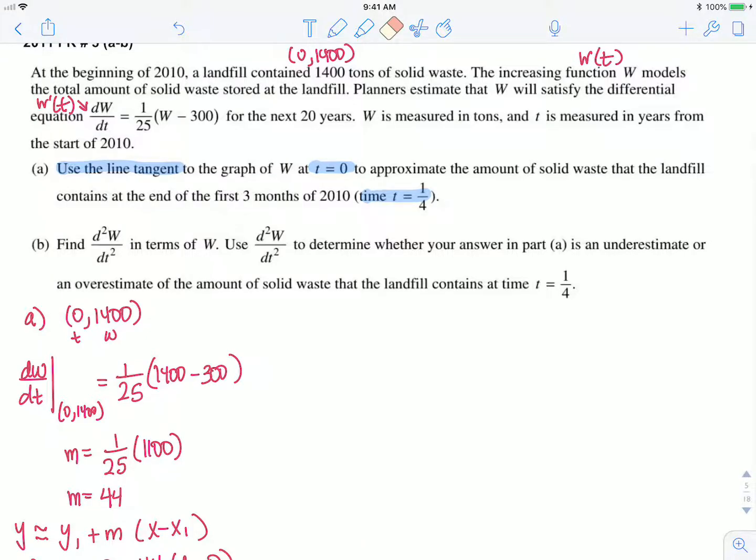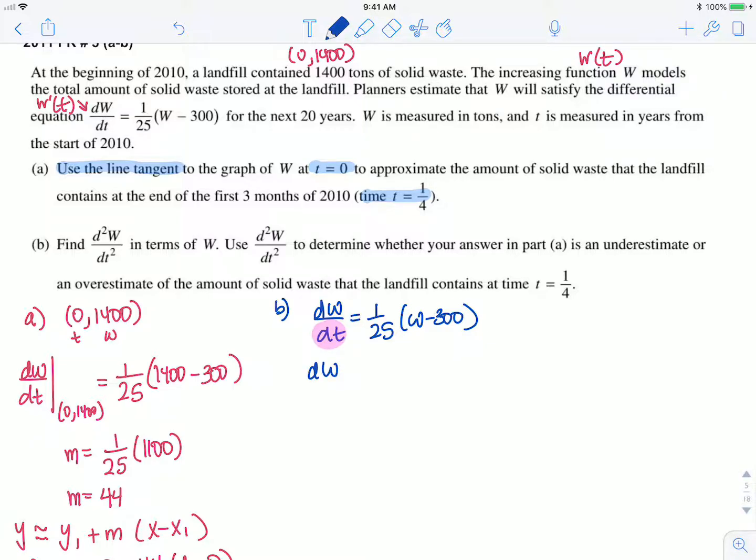So now in part B, we want to use the second derivative to determine if our answer in part A is an underestimate or an overestimate. So the first thing I need to do is take my first derivative and differentiate it again. Now notice that the denominator of my derivative is t, so I'm taking the derivative with respect to time.